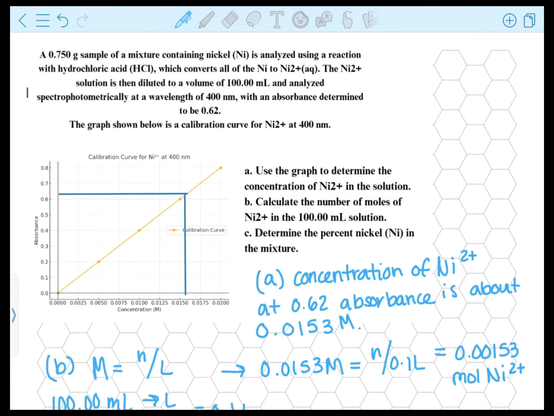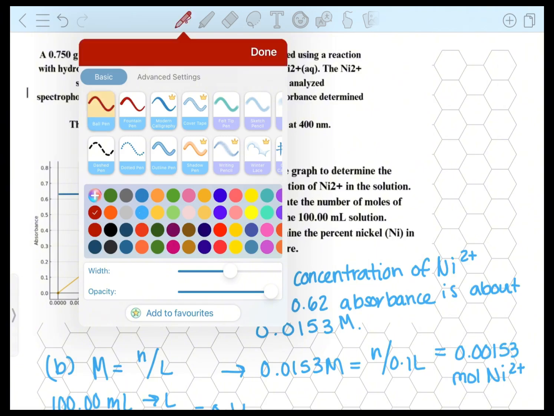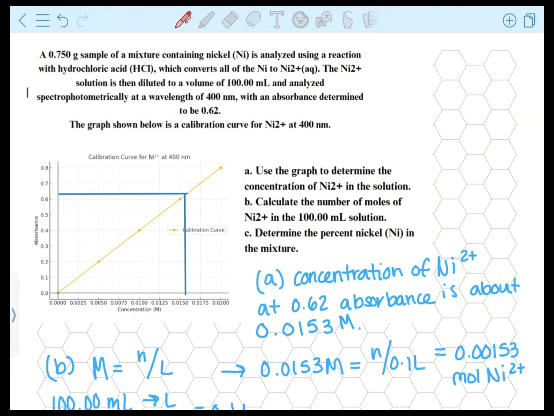Alright, so we have a 0.750 gram sample of a mixture containing nickel, and it is analyzed using a reaction with hydrochloric acid, which converts all the nickel to nickel 2+. The nickel 2+ solution is then diluted to a volume of 100 milliliters and analyzed spectrophotometrically at a wavelength of 400 nanometers, with an absorbance determined to be 0.62. The graph shown below is a calibration curve for nickel 2+ at 400 nanometers.